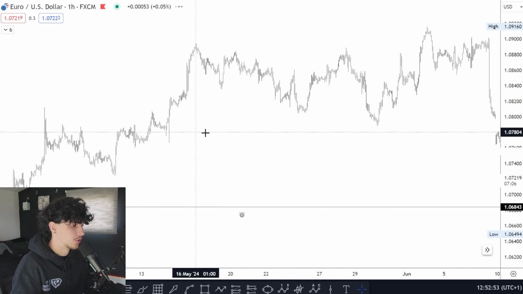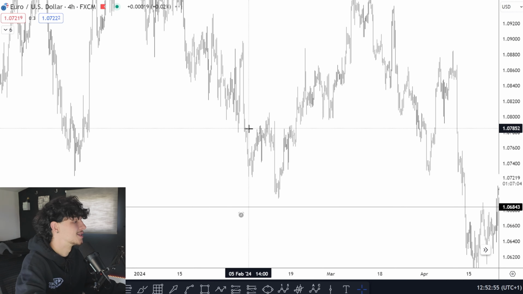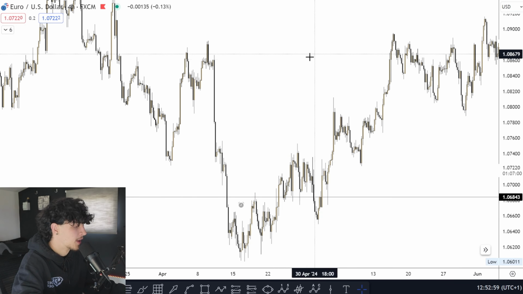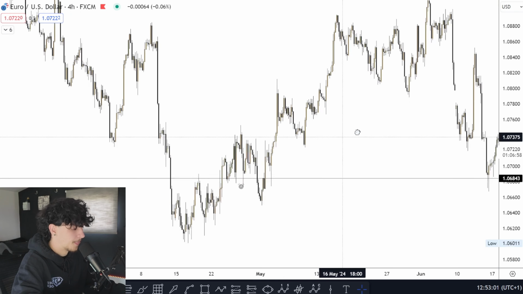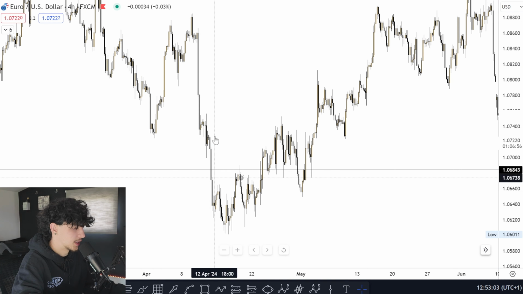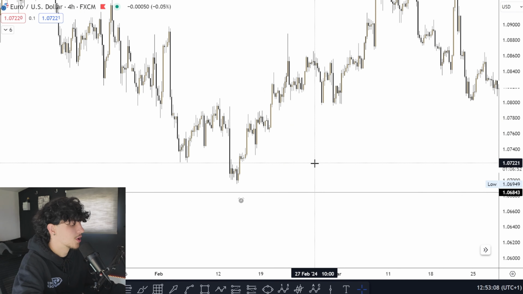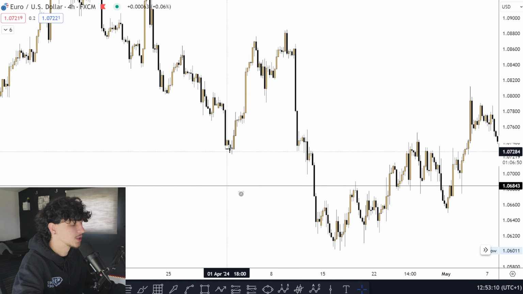So if we actually go into Euro USD, you typically want to be using this on higher time frames. Okay, so we don't want to be looking at really low time frames. The first thing I want you guys to look for is huge drops like this. Okay, so very impulsive movements. And I'm also going to show you guys where this doesn't work. So as you can see, we have a huge move up from here.